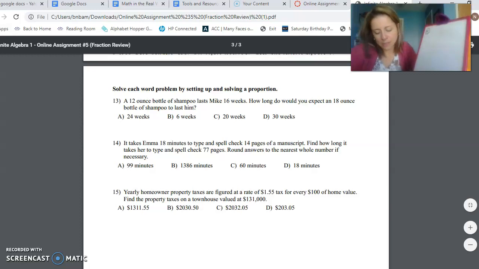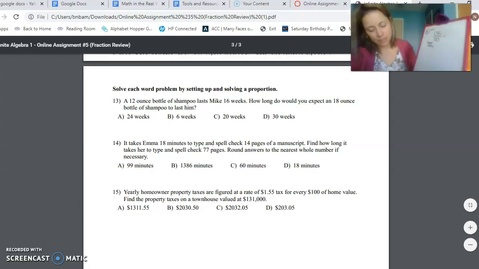Yearly homeowner property taxes are figured at a rate of $1.55 tax for every $100 of home value. So we're going to set up our first one as 1.55 over 100. I'm actually going to label these. I have tax on top, and then I have home value on the bottom. It would have been okay if you had these flipped, with home value on top and tax on the bottom, just as long as you set up the second one exactly the same.